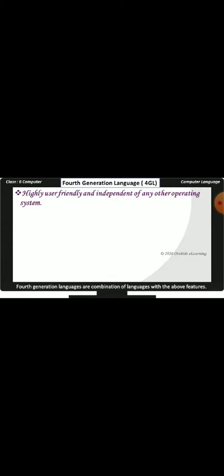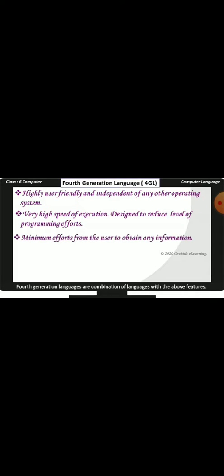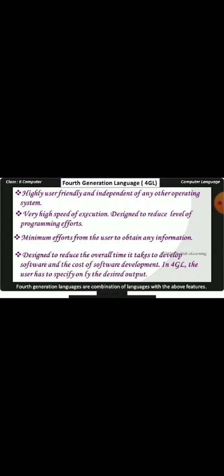Fourth generation language, 4GL. Fourth generation languages are closer to human language than any other high-level language. Fourth generation languages are a combination of languages with the above features. Highly user-friendly and independent of any other operating system. Very high speed of execution. Designed to reduce the level of programming efforts. Minimum efforts from the user to obtain any information. Designed to reduce the overall time it takes to develop software and the cost of software development. In 4GL, the user has to specify only the desired output.